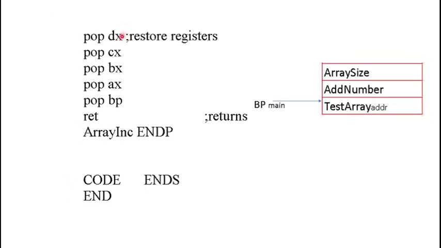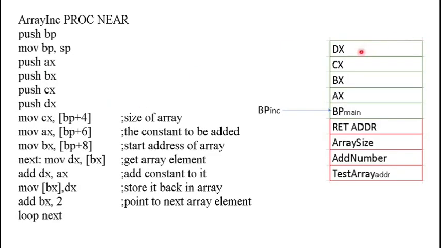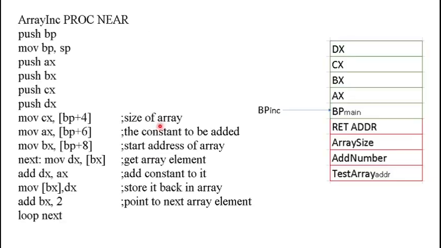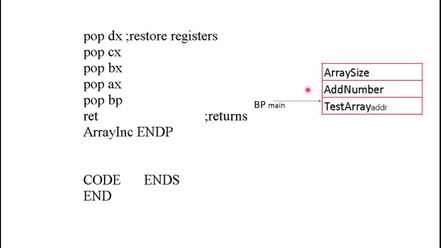Now what happens? We will pop all the registers before leaving this procedure. If you see here, DX, CX, BX and AX were pushed, right? So all those things will be popped. Then also the return address will be popped to the instruction pointer. Then only we will be able to return to the main portion of the code segment. So that is also popped. So while we leave this array increment procedure, this is the status of the array.